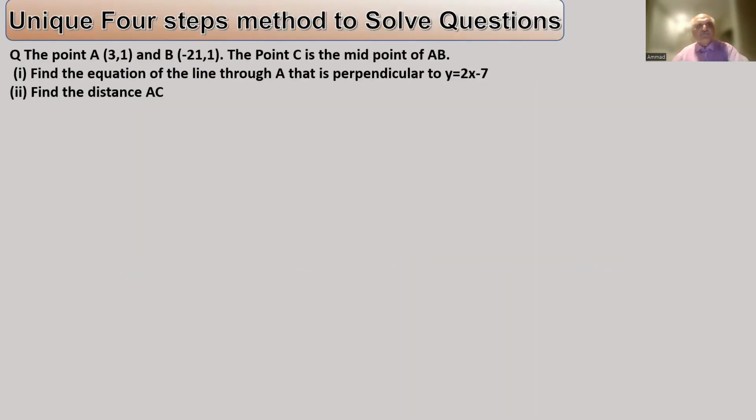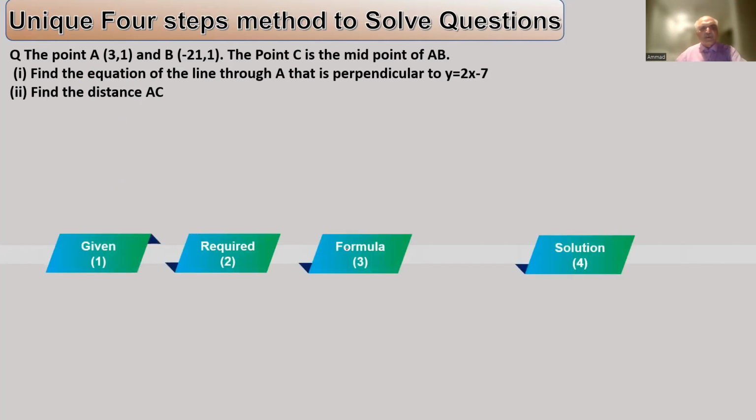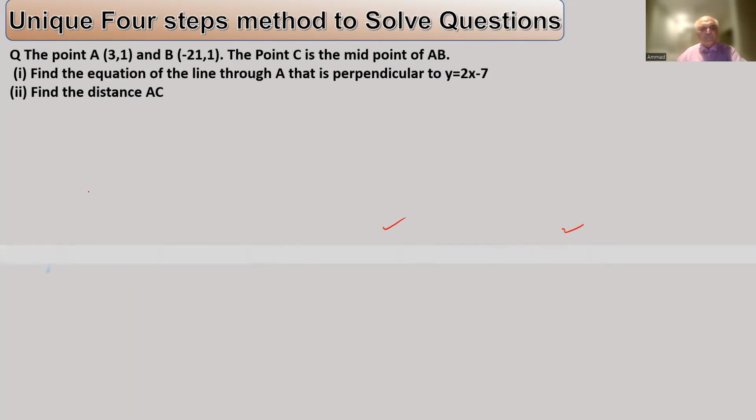Now come to the unique four-step method to solve questions. This question is given to solve. We will use the four-step method to solve this question. These four steps are: what is given, what is required, what formula we will use to solve this question, and ultimately we solve the question. So look at this question. We can predict what is given.